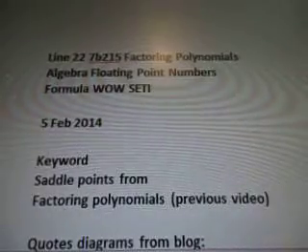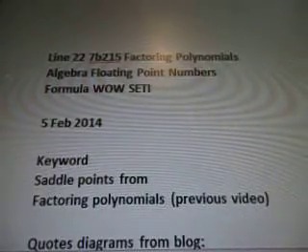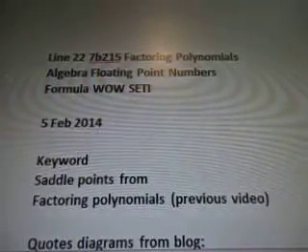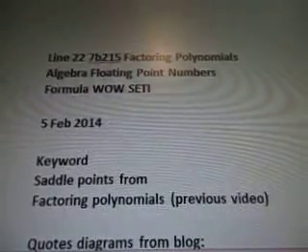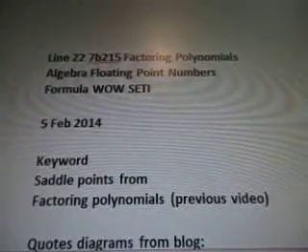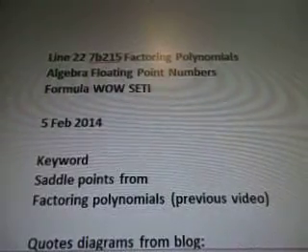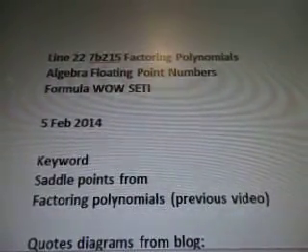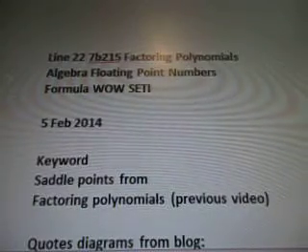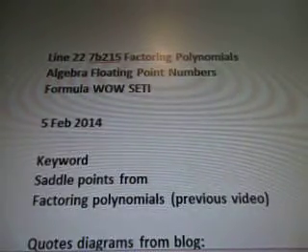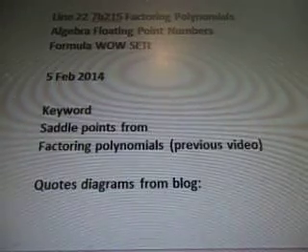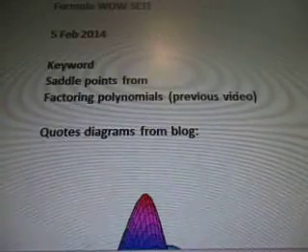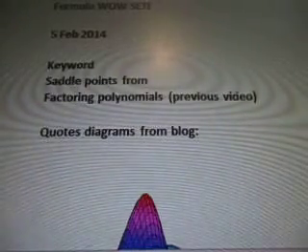Saddle points, factoring polynomials, CMS data, SM Higgs Boson decays at 45 degrees and 33 degree angles, while data line 22, cross-reference lines 1 to 27. Okay, so line 22, 7B215, factoring polynomials, algebra, floating point numbers, formula, Wow Seti. February 5th, 2014, the keyword is saddle points from factoring polynomials, previous video.